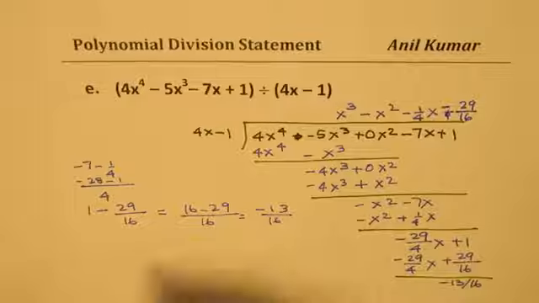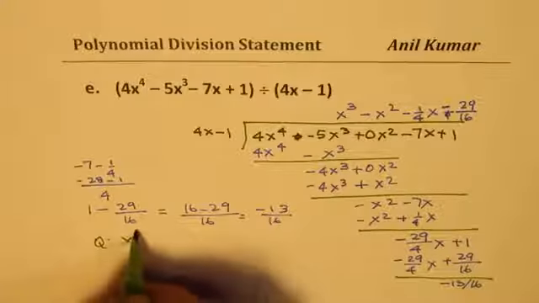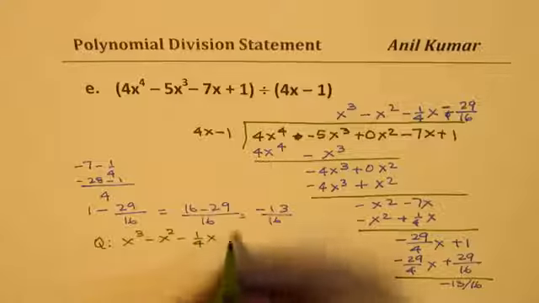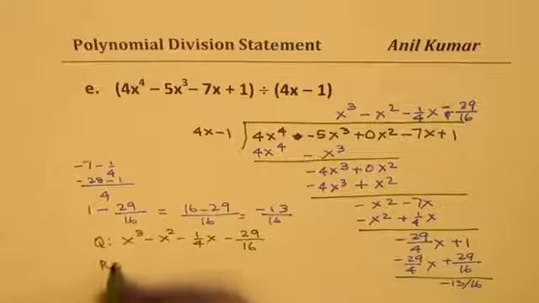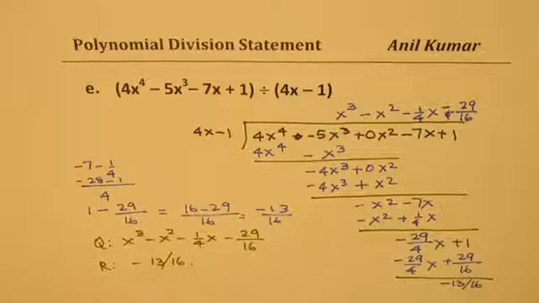So in this particular case, the quotient for us is x cube minus x square minus 1 over 4x minus 29 over 16. And the remainder is minus 13 over 16. Is that clear? So that is how we are going to get the quotient and the remainder for this particular question. Okay, so let's move on and take the next example.